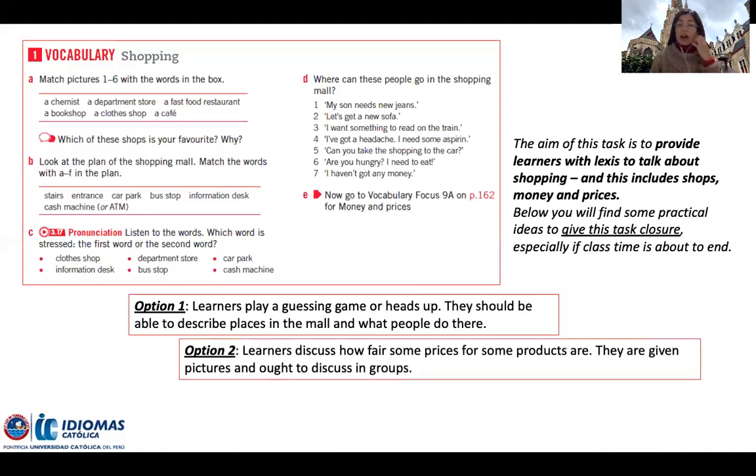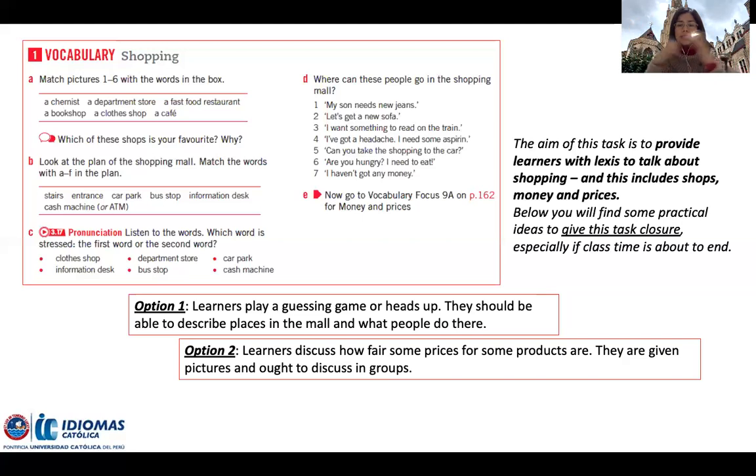Option 2. Learners discuss how fair some prices for some products are. This is now a little more complex, activating more higher-order skills. They're given pictures and have to discuss in groups, right? So maybe as a teacher you can prepare a list of common products you can find in supermarkets or in stores, and the prices for them. You can choose some high prices, some low prices, okay?